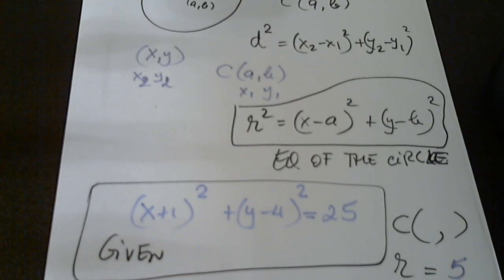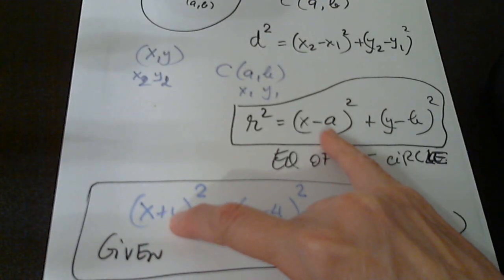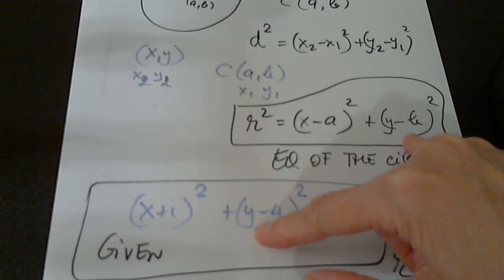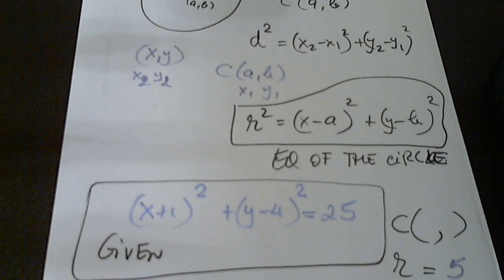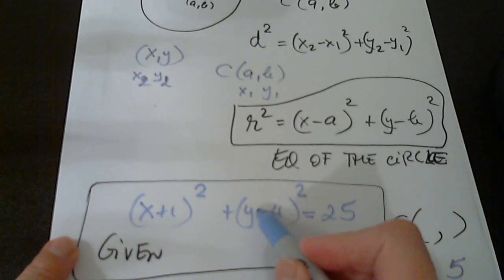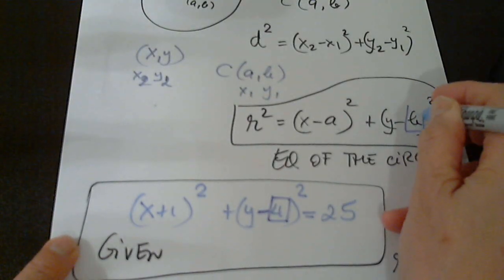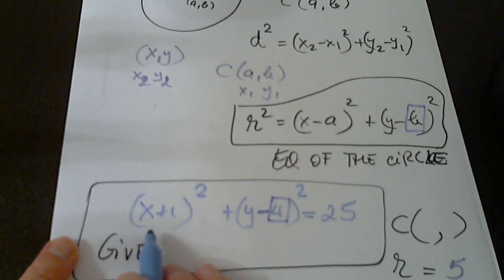Perfect. Can anyone carefully identify the center, the coordinates of the center? When you compare these two, you can determine a carefully. When you compare these two, you can determine b carefully. Can anyone tell us what a would be and what b will be? Is it 1 comma negative 4? So careful. y minus 4, this is the b. But careful here. What is a?